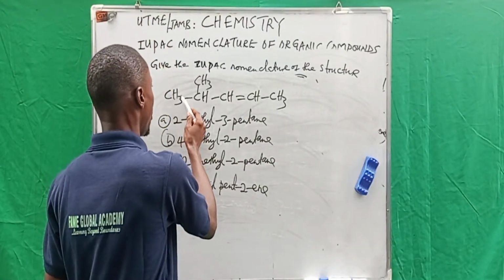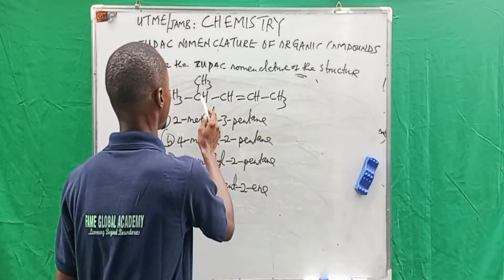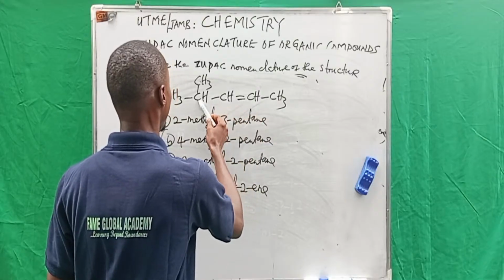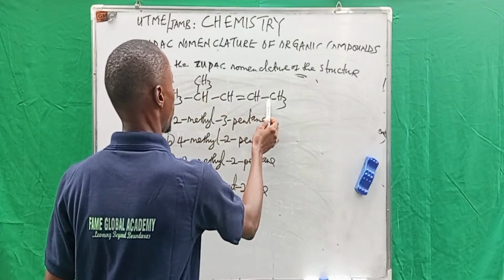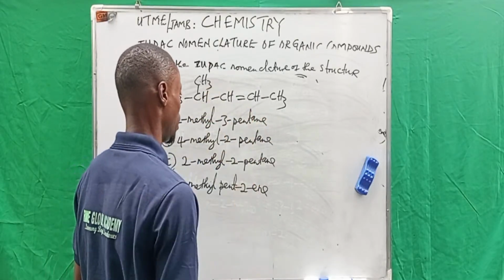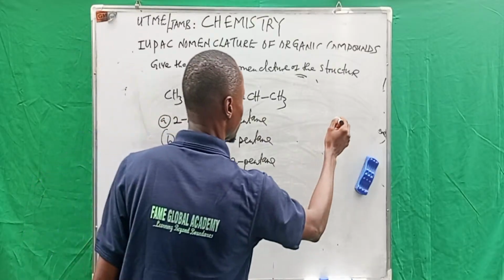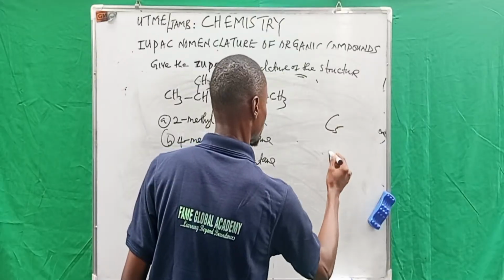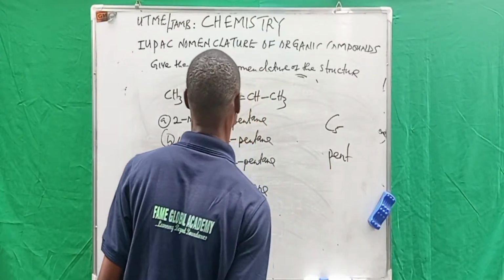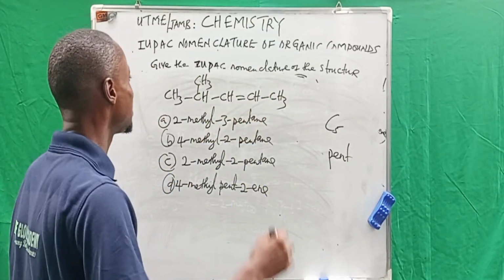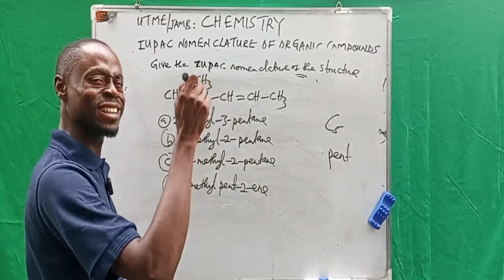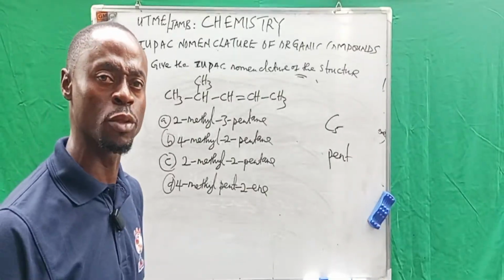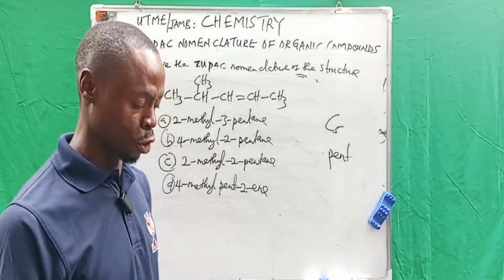We have 1, 2, 3, 4, 5 from this end, 1, 2, 3, 4, 5 from this end, 1, 2, 3, 4, 5 from this end, 1, 2, 3, 4, 5 from this end. So you agree with me that an organic compound that has 5 carbon atoms is known as pent. It's known as what? Pent. Are you following me? The next thing is to identify where the functional group is closer to the first or second or third carbon atom.